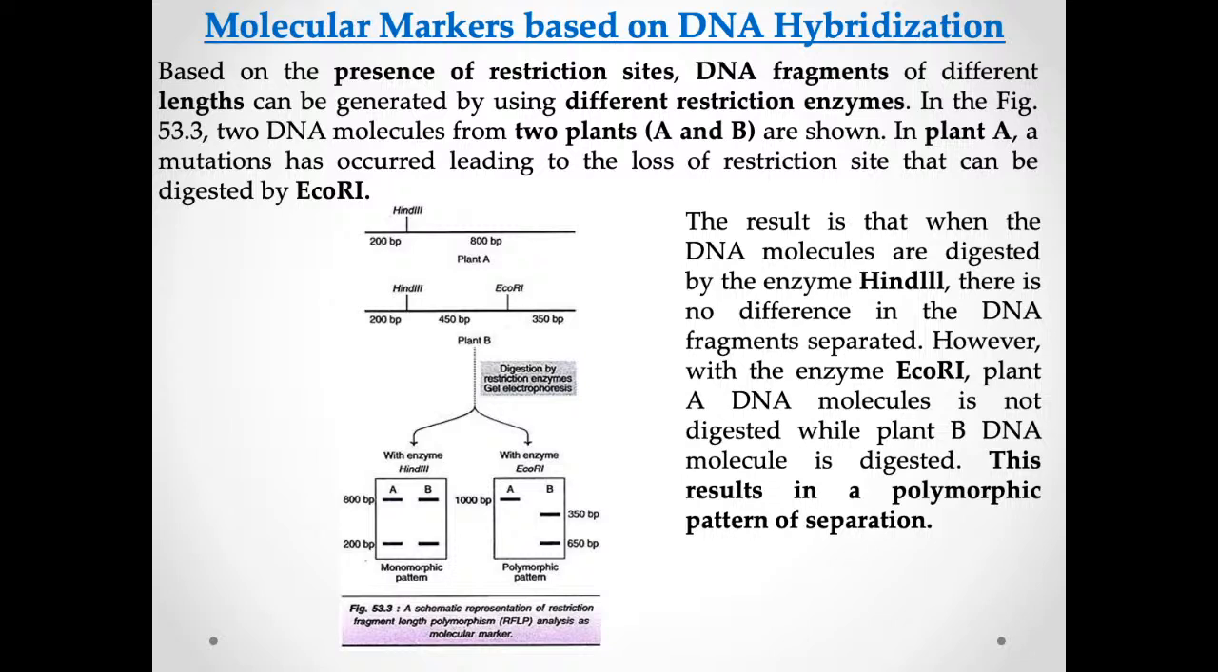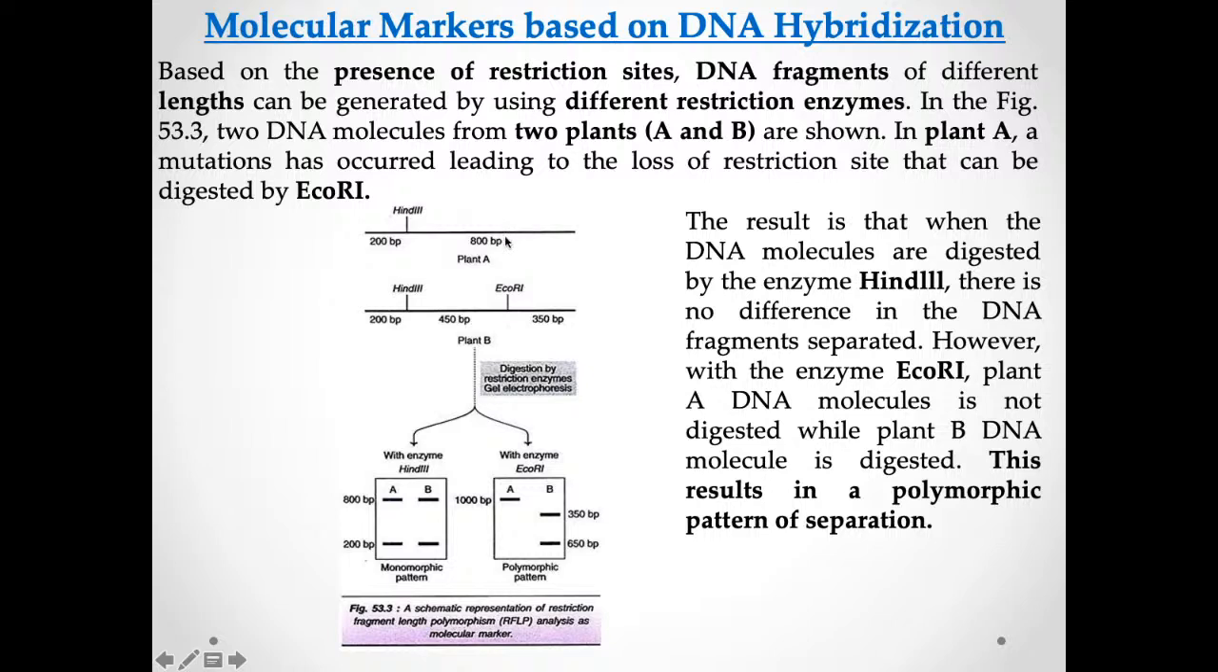So based on the presence of restriction sites, DNA fragments of different lengths can be generated by using different restriction enzymes. In figure 53.3 here, we can see two DNA molecules, plant A and B. In plant A, a mutation has occurred, leading to the loss of the restriction site that can be digested by EcoRI. So in plant A, there used to be a restriction site called EcoRI, which tends to be removed now.